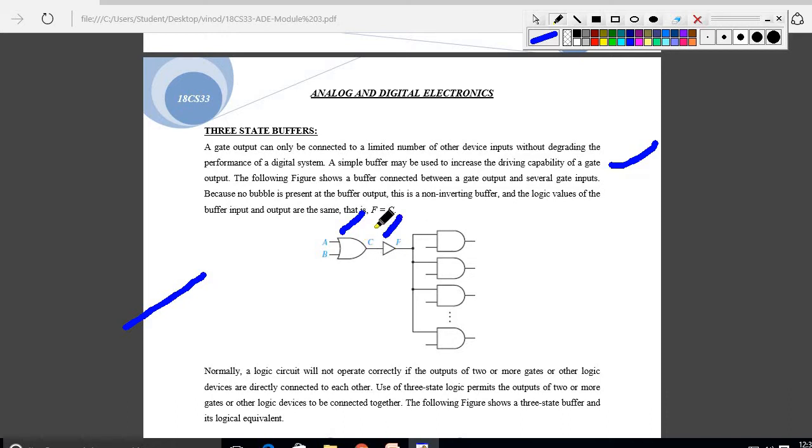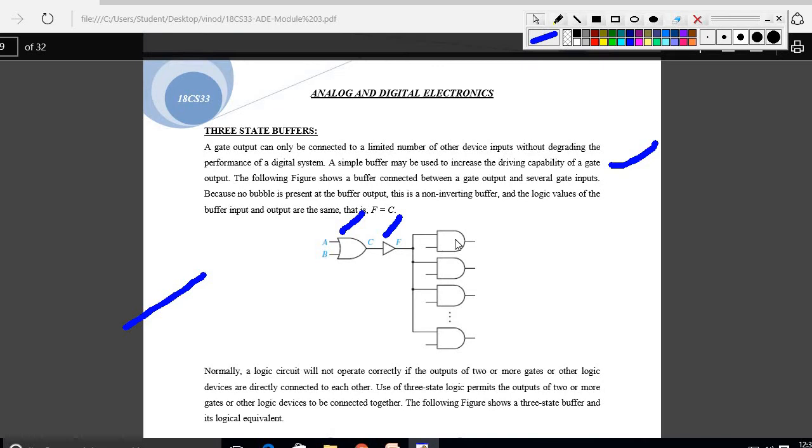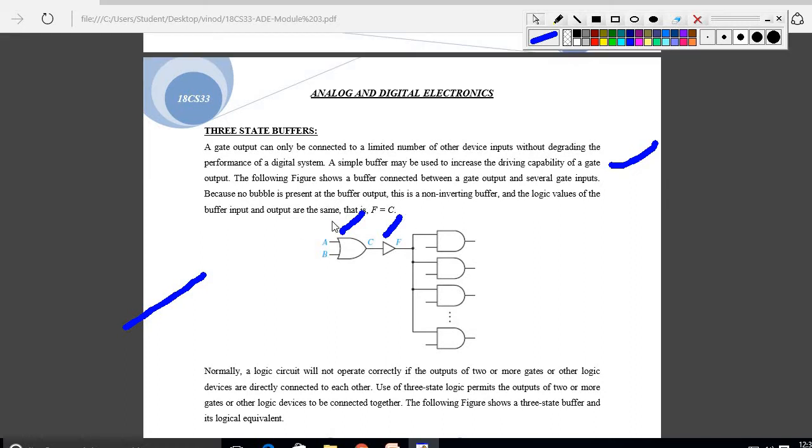So wherever c is equal to 1, f is also 1, and f is 1 means c is 1. For that reason, f is equal to c. The logic values of both the input and output of this buffer are the same, because it is a non-inverting buffer. Now you have the idea about what a buffer is and how it is connected between the gate outputs and the several inputs of other gates.